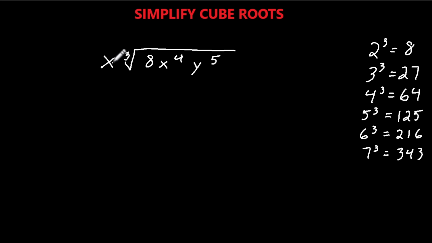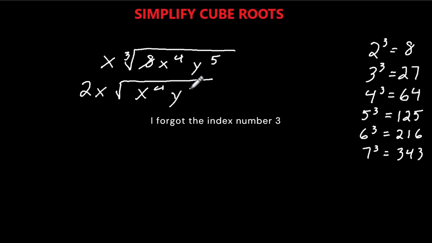Okay, so I have x on the outside, and inside I see that I have a perfect square. 8 is a perfect square, so I can bring out the 2. When I bring out the 2, it's going to be 2 times x. So on the next line, I'll do 2x radical, and then the 8 is gone, and then I have x to the 4th, y to the 5th.